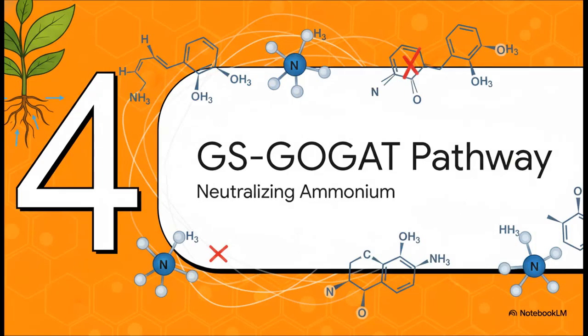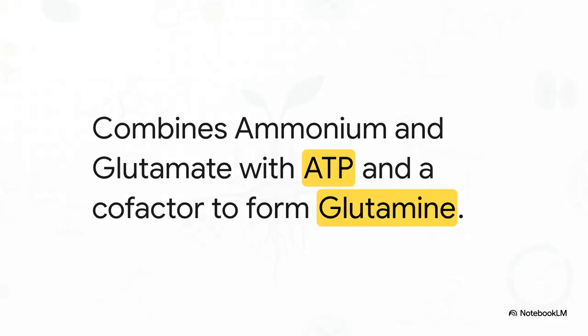Section 4. The GS-GOGAT assimilation pathway, neutralizing ammonia. Okay, so free ammonium is also toxic, meaning the plant has to instantly weave it into organic molecules. The first step of this rescue mission is handled by glutamine synthetase, or GS. This enzyme takes our newly formed ammonium and combines it with glutamate to forge a molecule of glutamine.